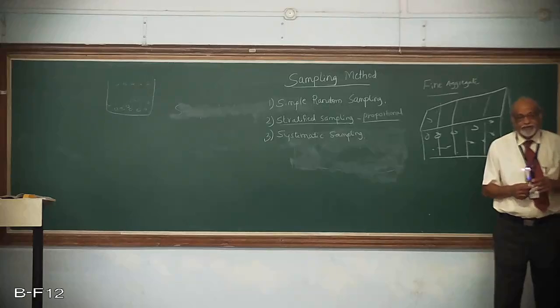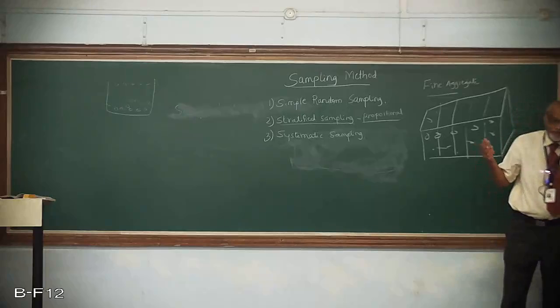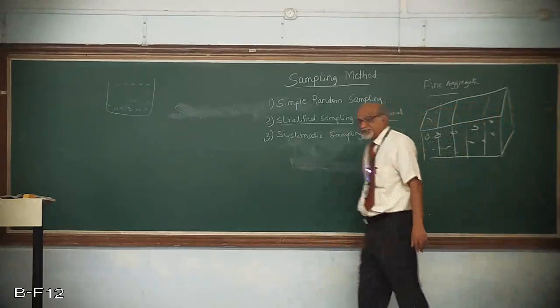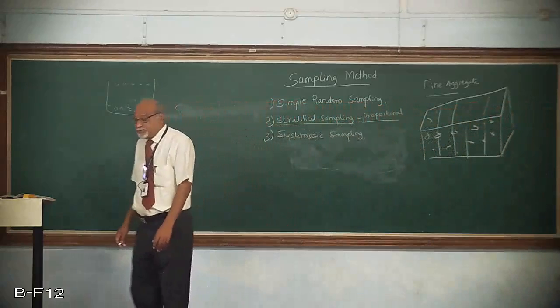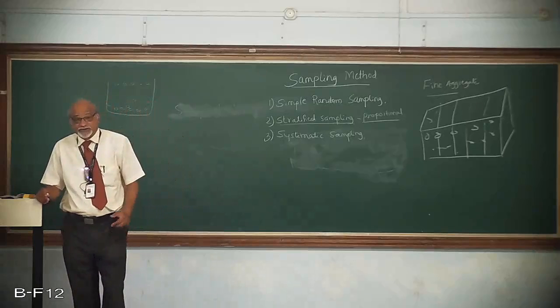Or in case of the sheet metal, that is what I was talking about. I'm interested in finding out its Rockwell hardness number or something like that. How do I do it? I want to find out the hardness. What should I do? So there, systematic sampling usually comes into the picture.